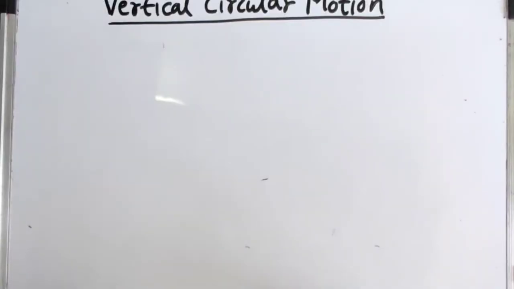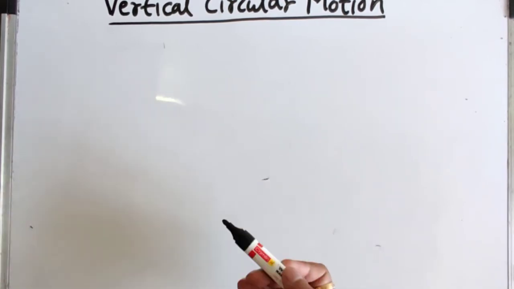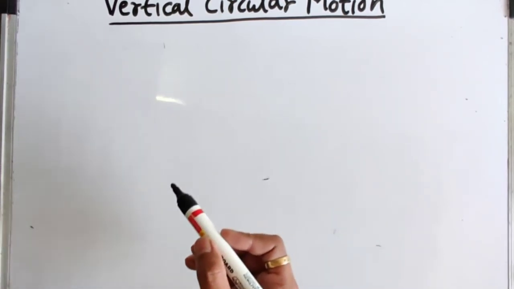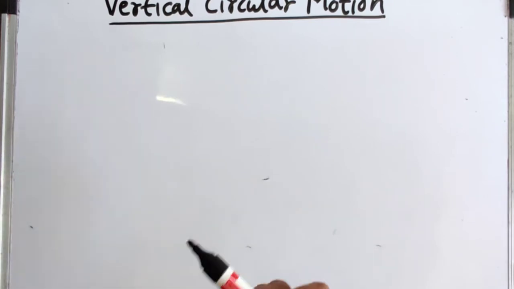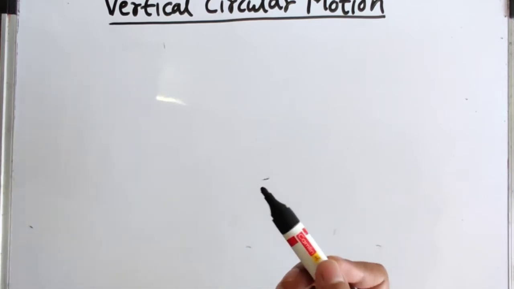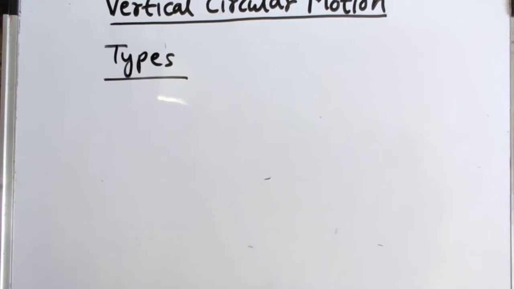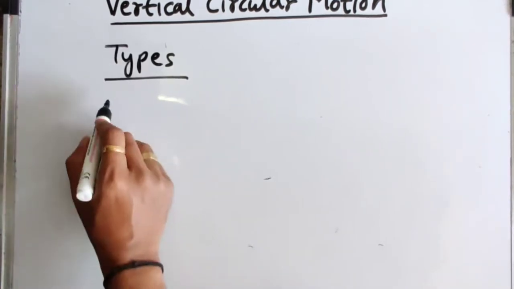In this video, we are going to study vertical circular motion. So what is vertical circular motion? Motion of a particle along the circumference of a circle in a vertical plane is called vertical circular motion. There are two types of vertical circular motion.